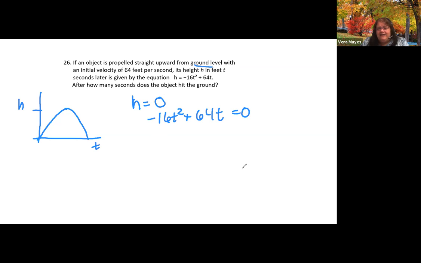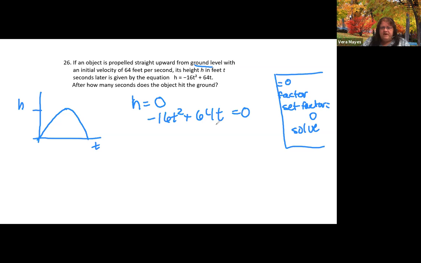That looks exactly like some of the others we've done, doesn't it? All right, so we're going to factor because it's already set equal to 0. Remember our steps a while ago: get it equal to 0, factor it, set your factors equal to 0, and solve. Same steps.